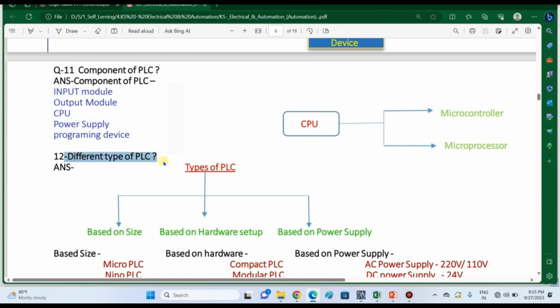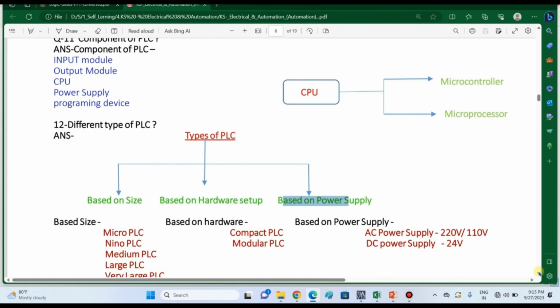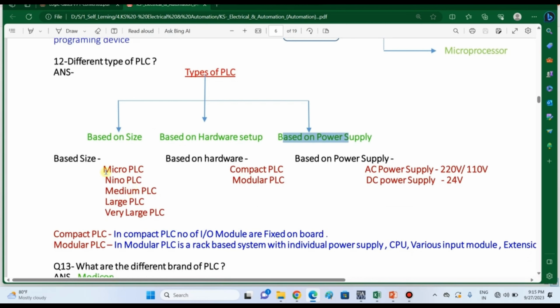So different types of PLC. And observe here, CPU has two types: microcontroller based and microprocessor based. So different types of PLC: based on size, based on hardware setup, and based on power supply. So based on size, first micro PLC, nano PLC, medium PLC, large PLC and very large PLC.